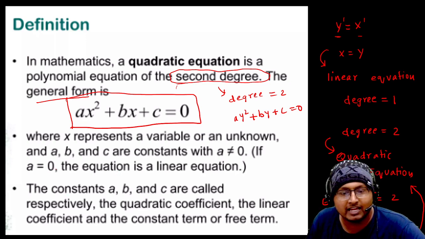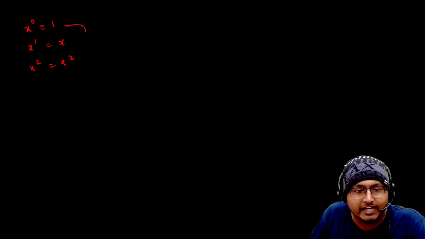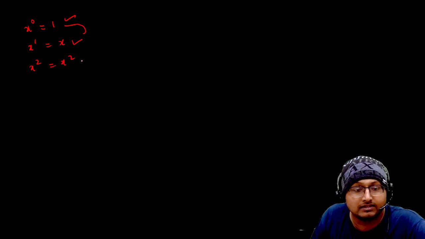So a, b, c are constants here, nothing but the coefficient of x square is a, the coefficient of x is b, and the coefficient of x power 0 we can write here. What is x power 0? x power 0 is 1. Anything to the power of 0 is equal to 1. x power 1 is equal to x, and x power 2 is equal to x square. So the quadratic equation can contain a constant, x, and x square terms.